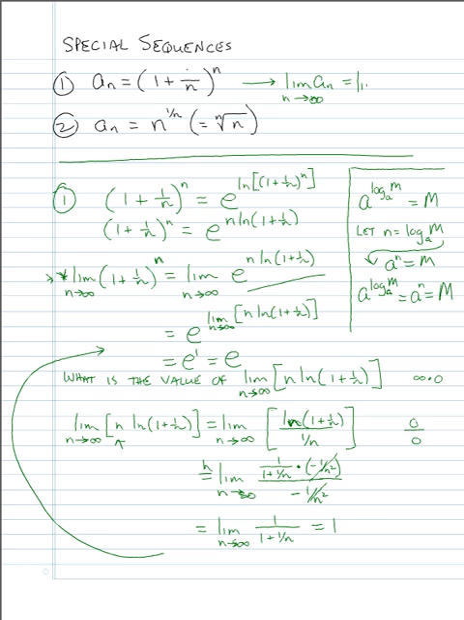And so that is the big deal here. That's the conclusion, that the limit of 1 plus 1 over n to the power n as n goes to infinity is e. And we will need to use that more and more in this class.